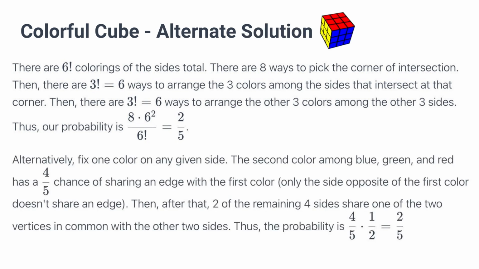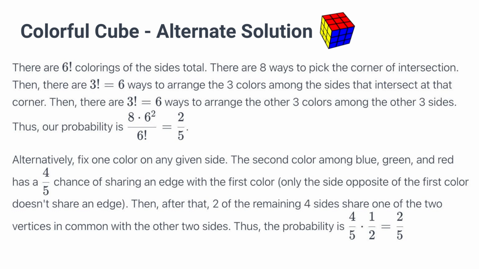Now, going to an alternative solution, why don't we fix one color on a given side? The second color among blue, green, and red has a 4 out of 5 chance of sharing an edge with the first color. Only the side opposite of the first color doesn't share an edge. So whatever side you pick, only one side won't share a vertex, because the other 4 will. Then after that, there's only 2 of the 4 remaining sides that will share a vertex with the other 2.